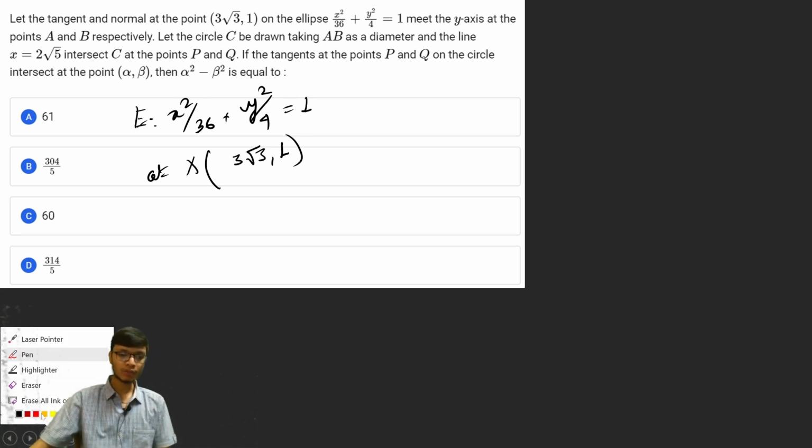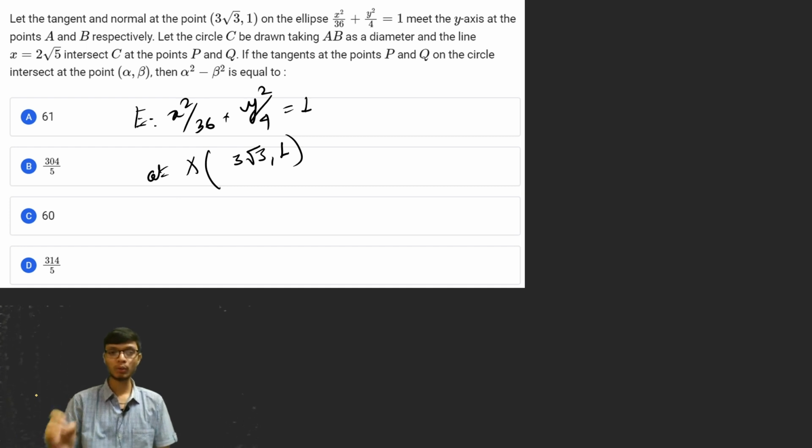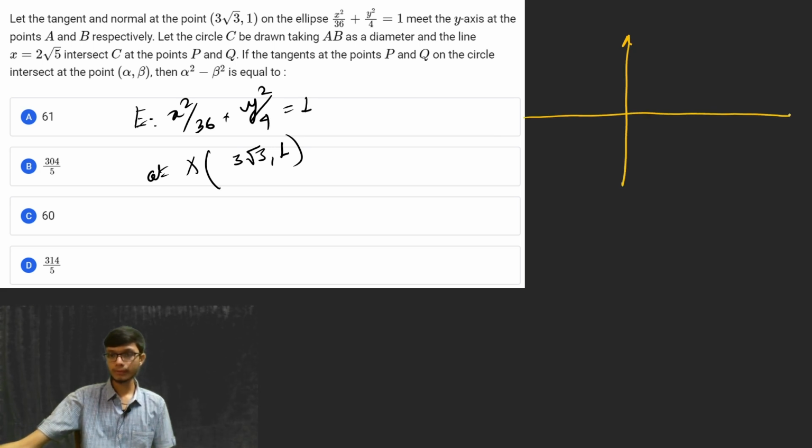So let me draw the situation. Whenever you are given a problem on conic sections, it is always recommended, if you know the equation of the ellipse and can understand the coordinates, to draw the coordinate diagram, because that will give you a clear pictorial idea. Let me first draw the x and y axes.